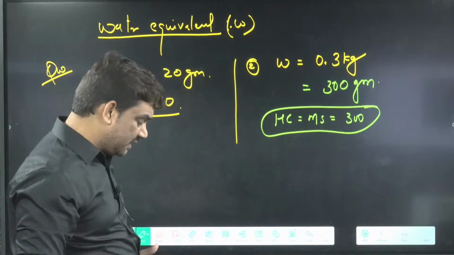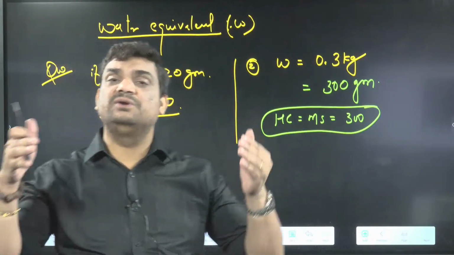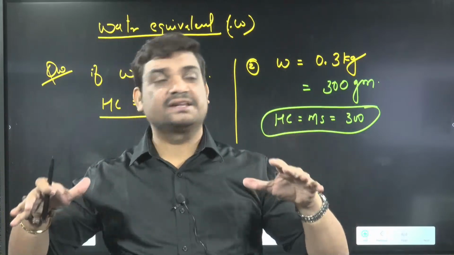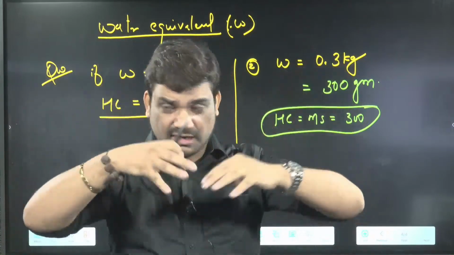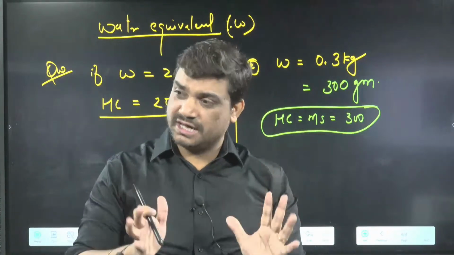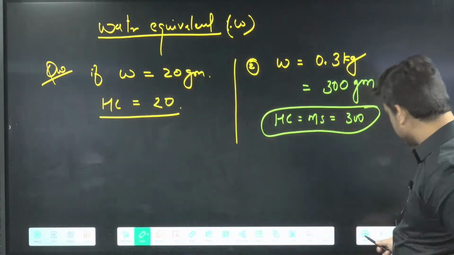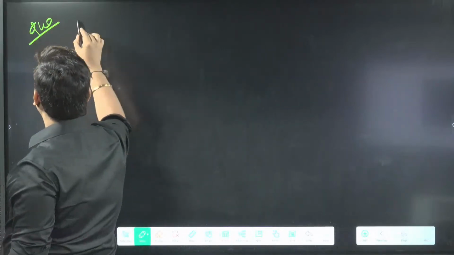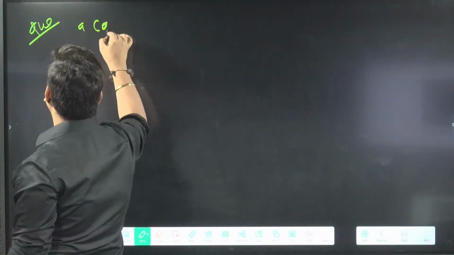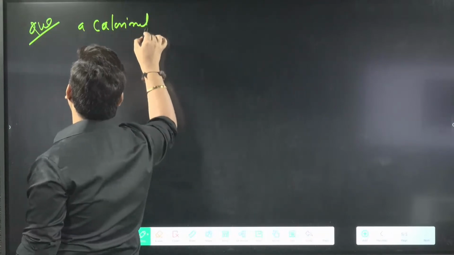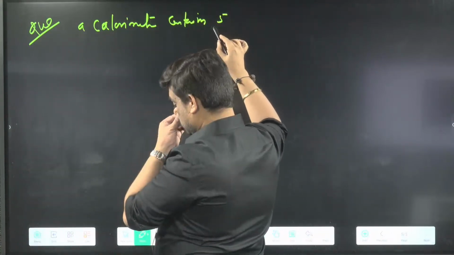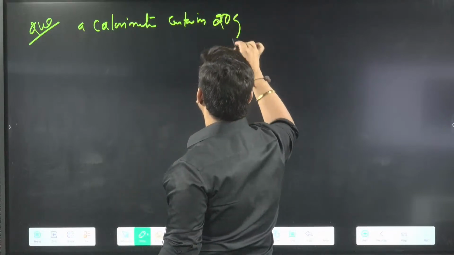The container in which we do the mixing-related things in this chapter is known as a calorimeter. So we'll write one question here. A calorimeter contains 20 gram ice.